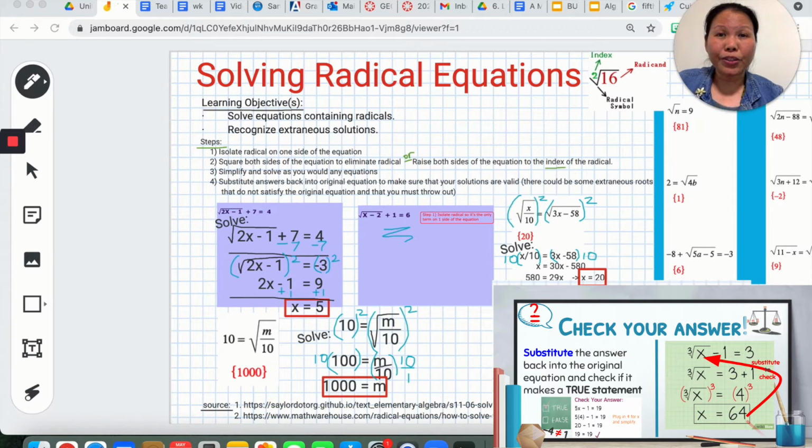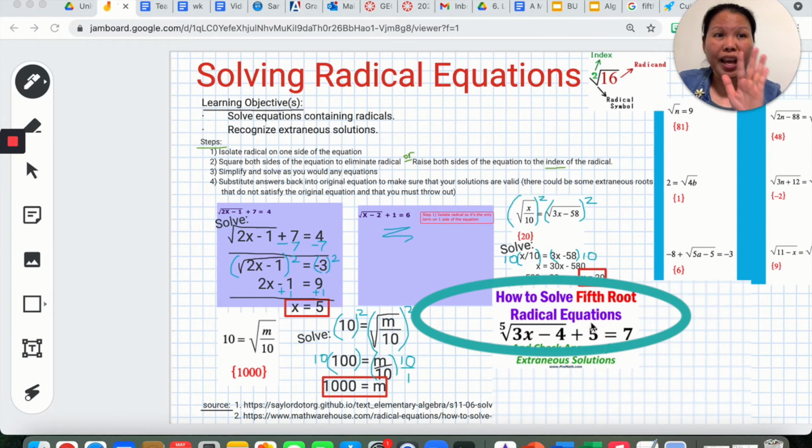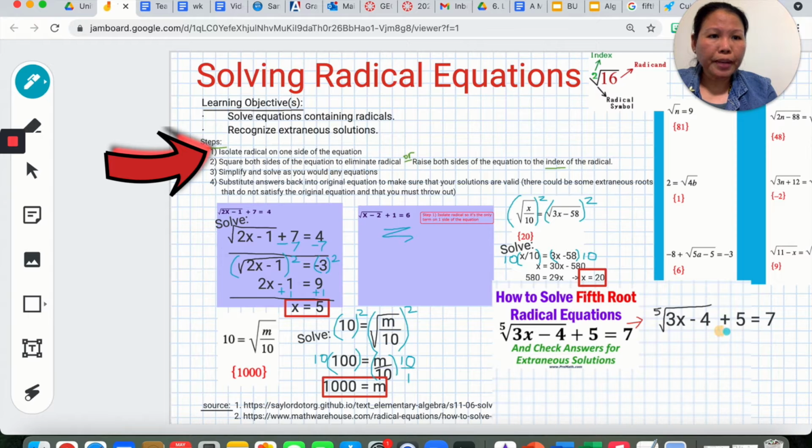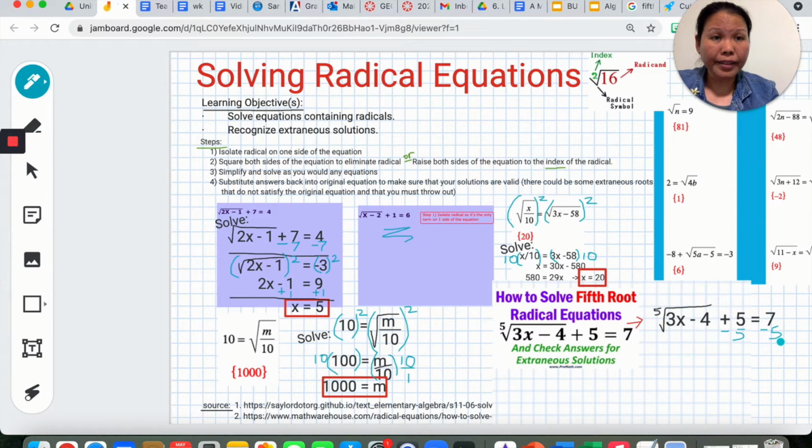Very similar to the strategy I showed you with the square root in the equation. Now it's the fifth root, and we know it's the fifth root because of this index number 5. We're going to go ahead and write the problem on the right hand side. The first step is isolate the radical. So I'm going to subtract 5 from both sides. The inverse of adding 5 is minus 5.